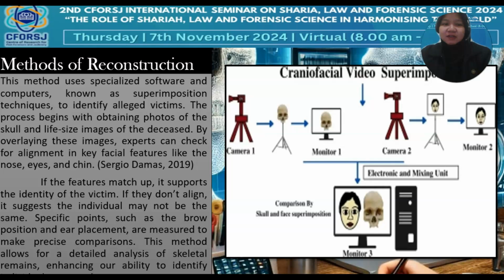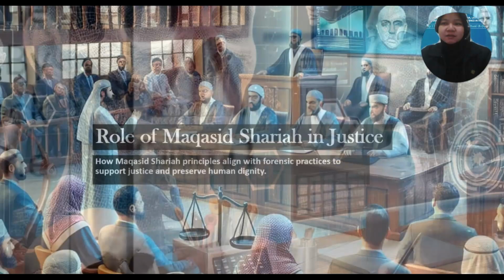Specific points such as the brow position and ear placement are measured to make precise comparison. This method allows for a detailed analysis of skeletal remains, enhancing our ability to identify individuals accurately.